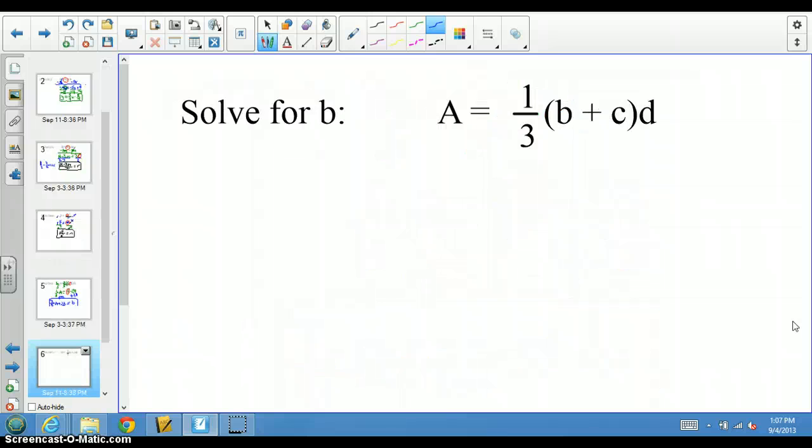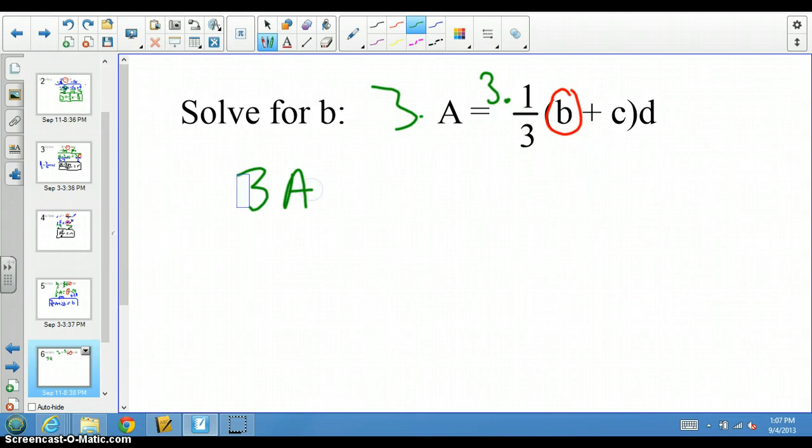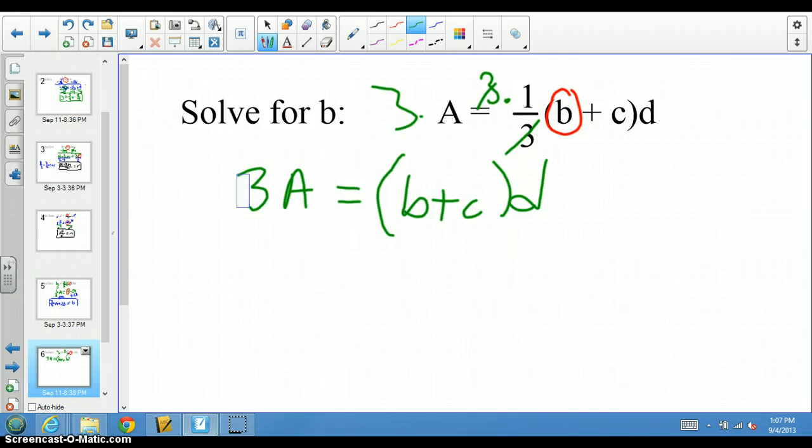We have one more problem I want to go through. It's very similar to that last one. You want to solve for b. Well, if you notice, b is on the inside of those parentheses. So you have to get rid of the terms that are on the outside of the parentheses first. So just like that last one, instead of distributing the 1/3, distribution is multiplying, I'm going to divide. Well, when I divide by a fraction, it's actually multiplying by the reciprocal. So I'd have 3a equals b plus c times d.